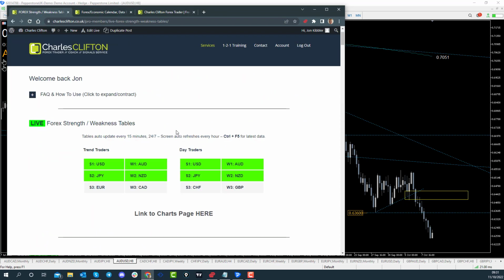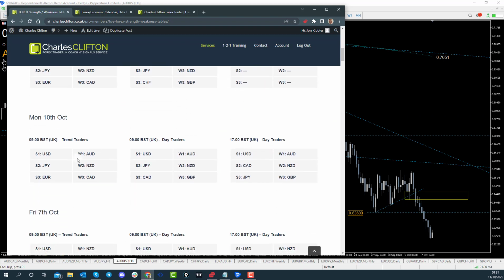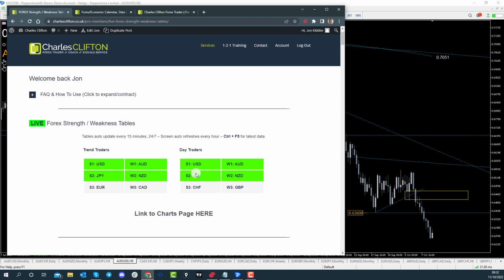Going back to the live Forex strength and weakness tables, then what is it showing us? Well, it's not showing us too much change from yesterday. If I roll back to Monday, we can see that the tables are fairly similar here, with the dollar being the strongest currency on both tables, yen following that at S2 on both tables, Aussie being the weakest and Kiwi being the second weakest on those tables. So not much change from yesterday.